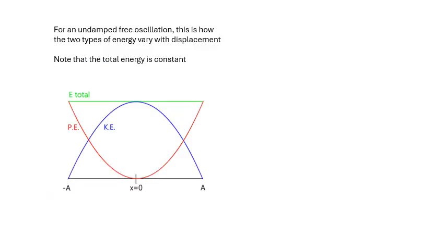As well as that graph, you need to know this graph. Again, for an undamped free oscillation, this is how the two types of energy vary with displacement. So displacement, we've got x equals 0 in the middle, and then your maximum displacement is A, and you'll see that the potential energy is a maximum there, the kinetic energy is 0, the same on the other side. In the middle at x equals 0, the potential energy is a minimum and the kinetic energy is a maximum, and again the total energy is constant.